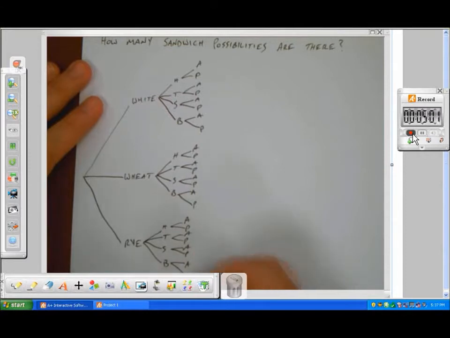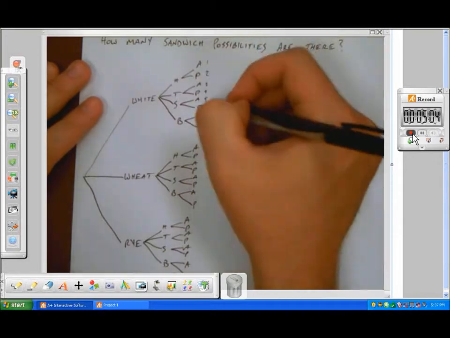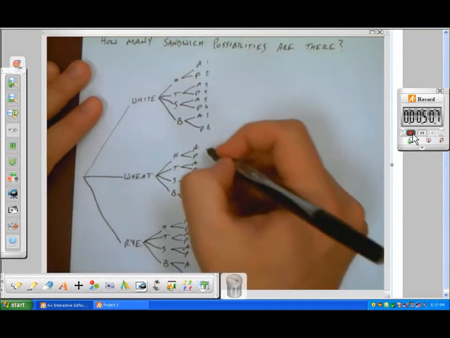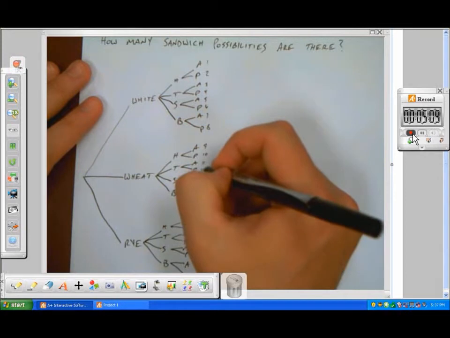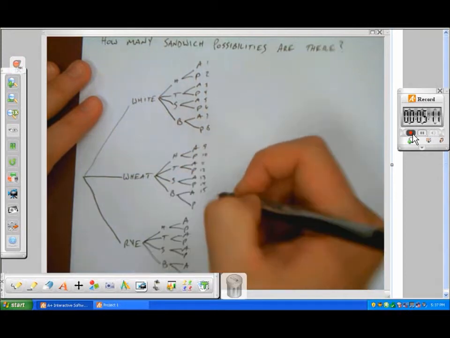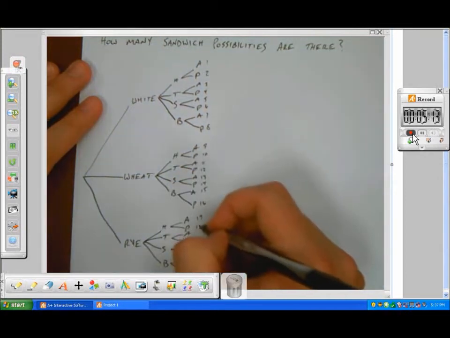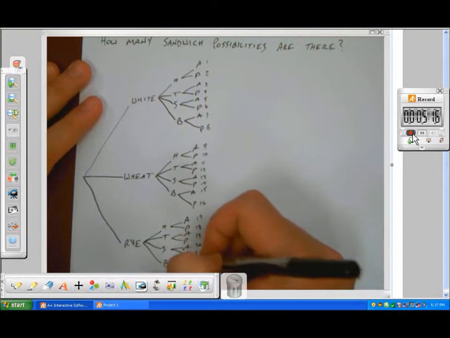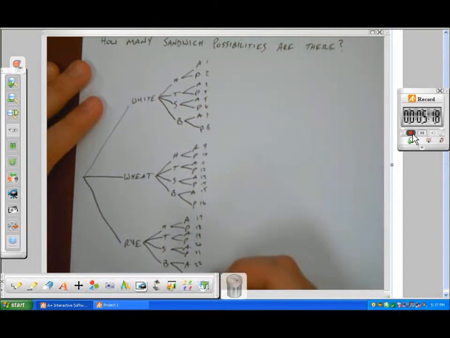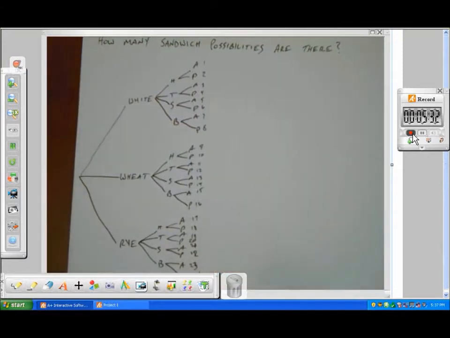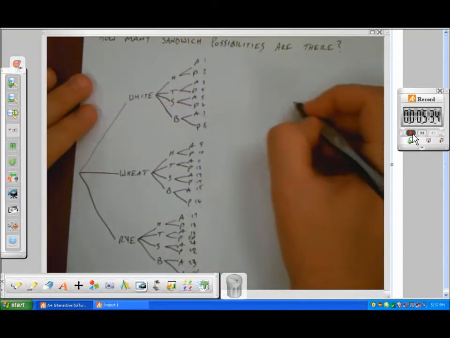1, 2, 3, 4, 5, 6, 7, 8, 9, 10, 11, 12, 13, 14, 15, 16, 17, 18, 19, 20, 21, 22, 23, and 24. I miscounted there. So there are 24 different sandwiches that we could make.